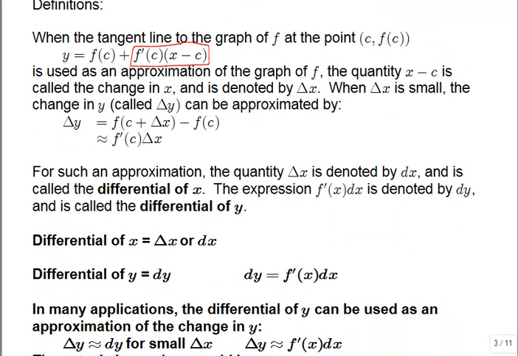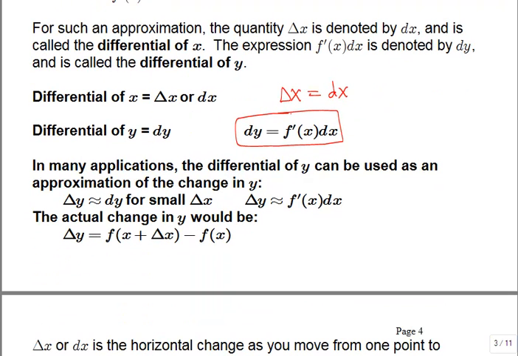For such an approximation, the quantity delta x is denoted by dx and is called the differential of x. So delta x and dx will always be the same exact number for every one of these problems that we do today. The expression f prime of x dx is denoted by dy, and it is called the differential of y. So this is a formula that you want to memorize, and it's basically just your derivative times dx. In many applications, the differential of y can be used as an approximation of the change in y.